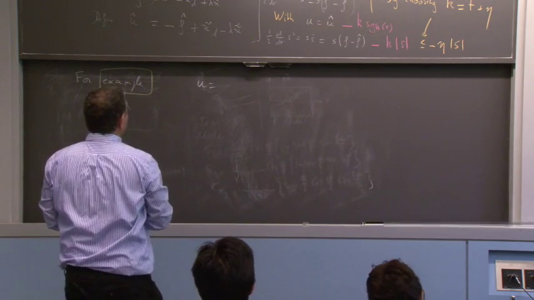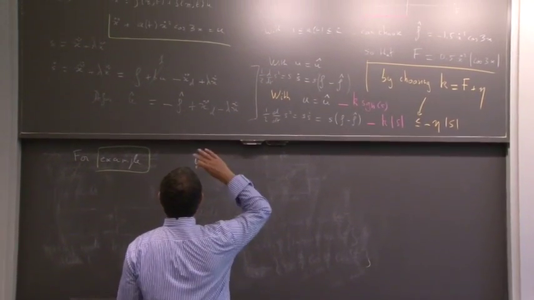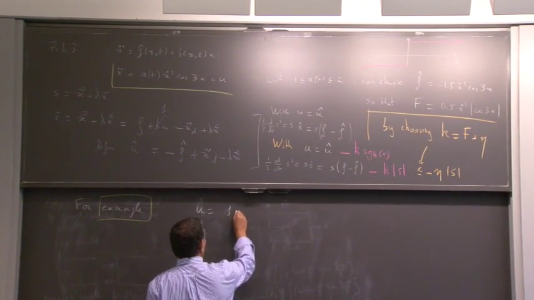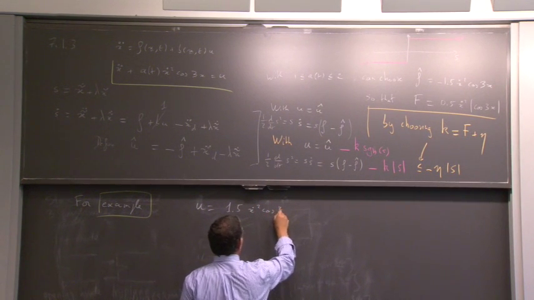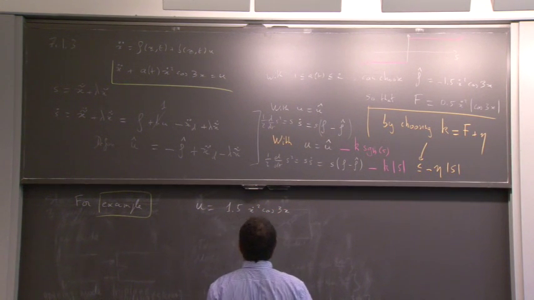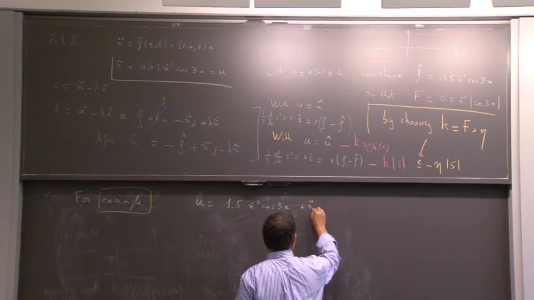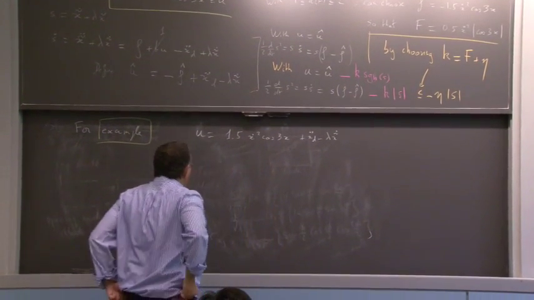So u hat is minus f hat plus x dot d minus lambda x tilde dot. If f hat, we said, was this, 1.5 x dot square cosine 3x, plus x double dot d minus lambda x tilde dot. Okay, so that's u hat.